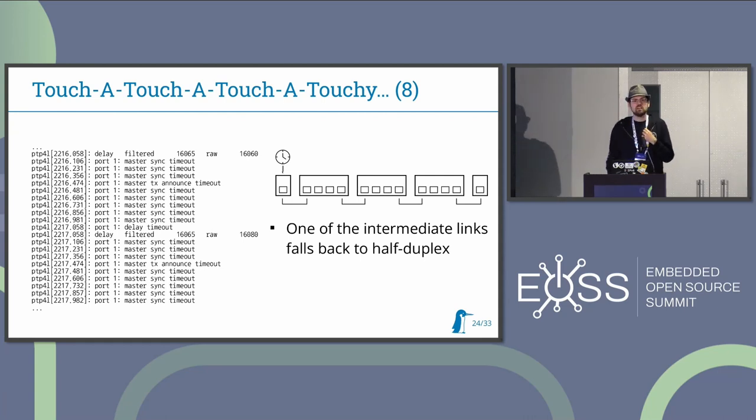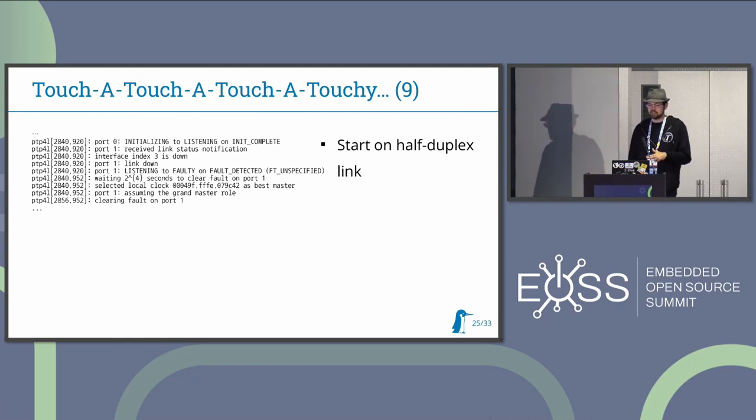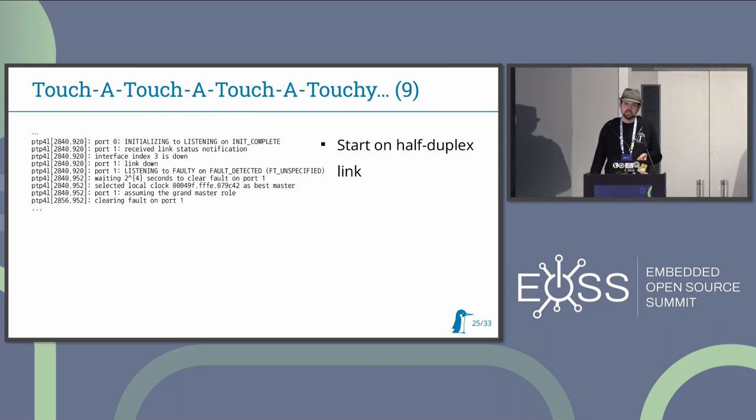But it's very hard to tell apart from a complete loss of sync because, well, we cut a cable or something like that. And that is a pattern that you will encounter a lot. It's quite hard to tell the different failure modes apart from logs only. If we start on a half duplex link, it will look a bit different. We just have a fault detected and it backs off. And won't start at all.